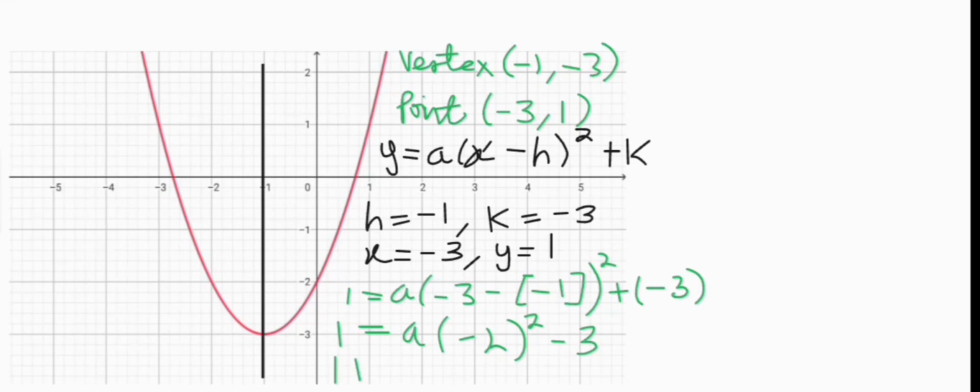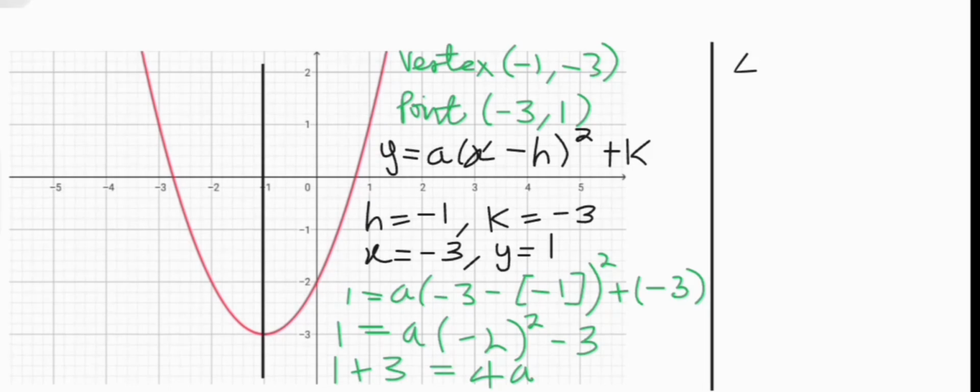Adding 3 to 1, we've got 1 plus 3. That's adding 3 to both sides. And the square of -2 is 4. So that's 4a on the right. This means that we have 4 equals 4a. Thus, a, the leading coefficient, is 1.